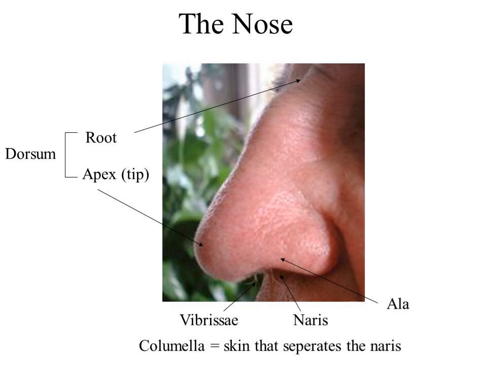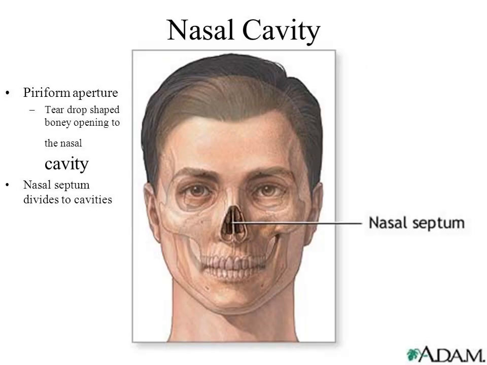The skin that separates two anterior nasal apertures or nares or nostrils is called columella. So after the vibrissae, there is junction of skin and mucous membrane. Now the nose is the most prominent part of the face, having two piriform apertures. So these apertures are divided by a nasal septum into right and left nasal cavities.